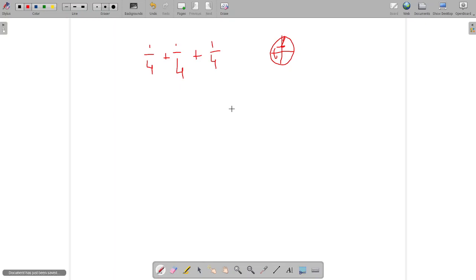4 quarter meters is 1 meter. So 1 meter, remember, is a whole. So 4 quarter meters will be equal to 1 meter. 1 is how many thirds? So 3/3 are going to be a whole.